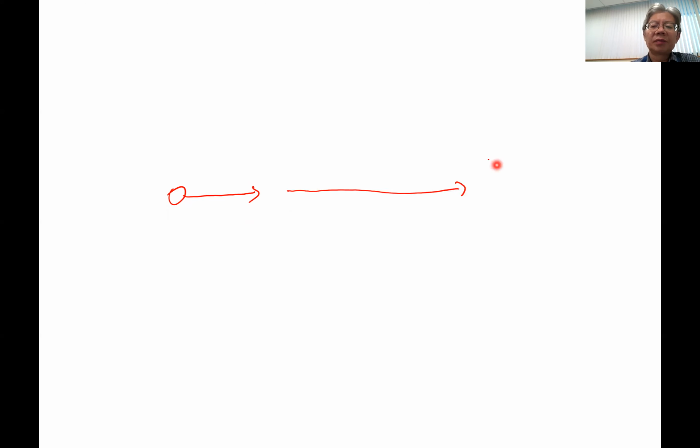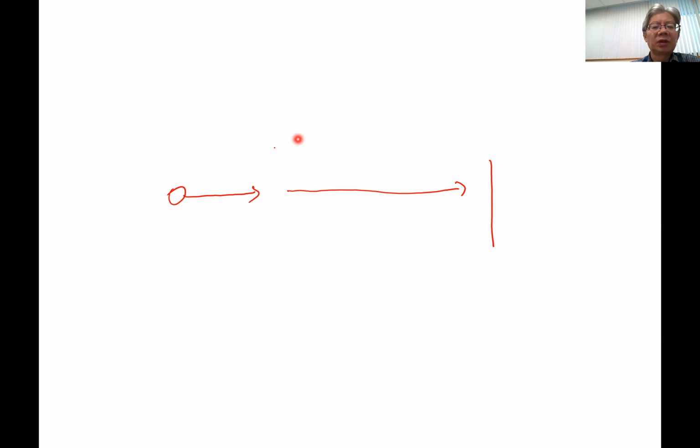Now you put a detector here, and then you can detect how many charges will reach this detector per unit time. That is basically your current, right? So to make a device means that you can control the movement of the charge.